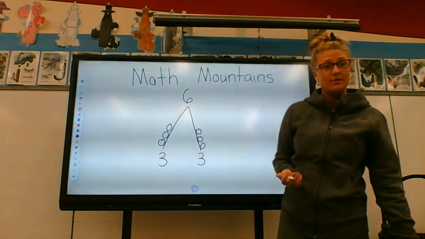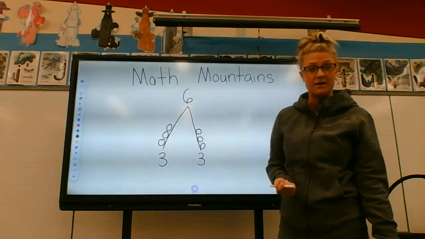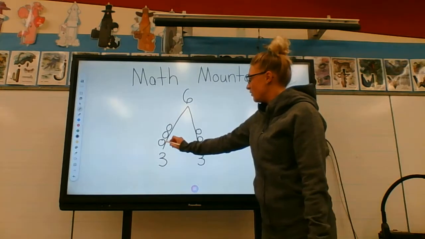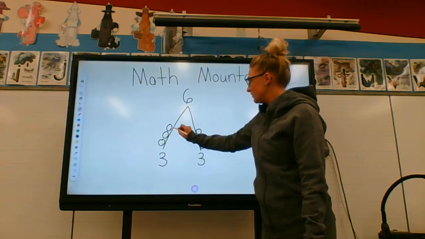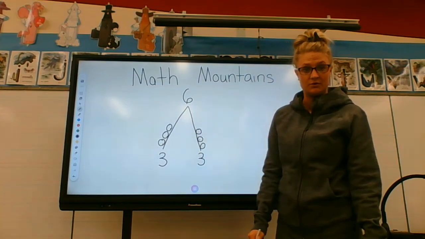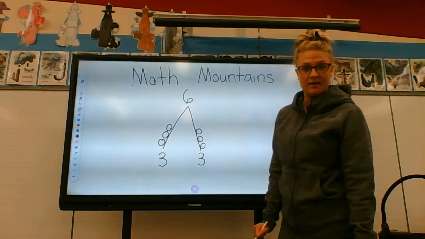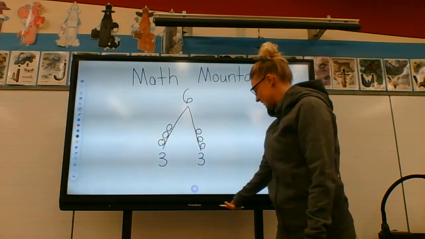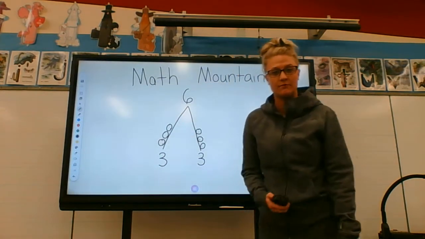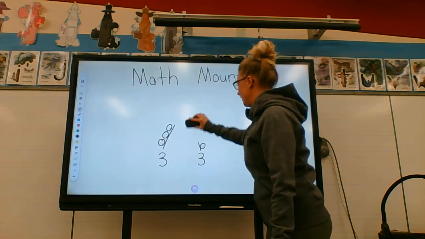Then we can double check to make sure that we have 6 circles and that 3 plus 3 does equal 6. 1, 2, 3, 4, 5, 6. So we do. We have 6 circles, and we know that 3 plus 3 equals 6. So that's an example for what to do on your math mountains for partners of 6. Let's try another one.